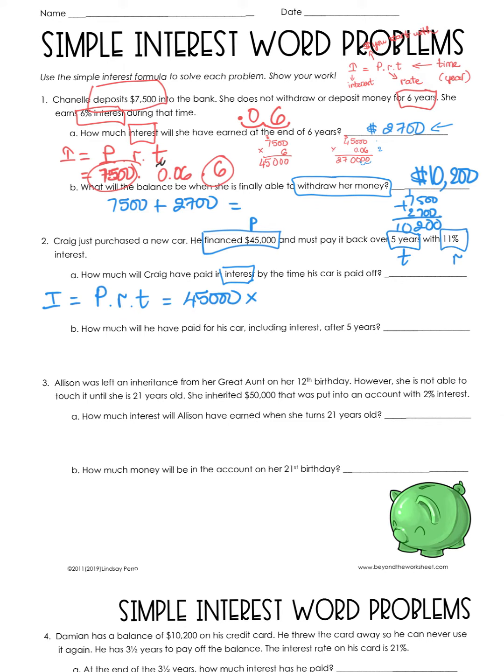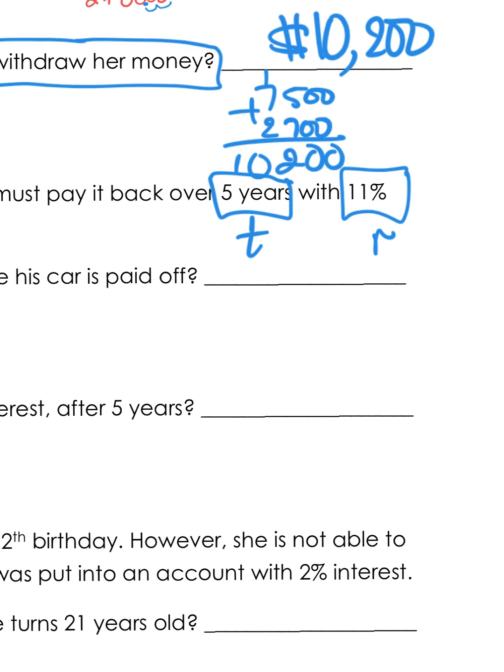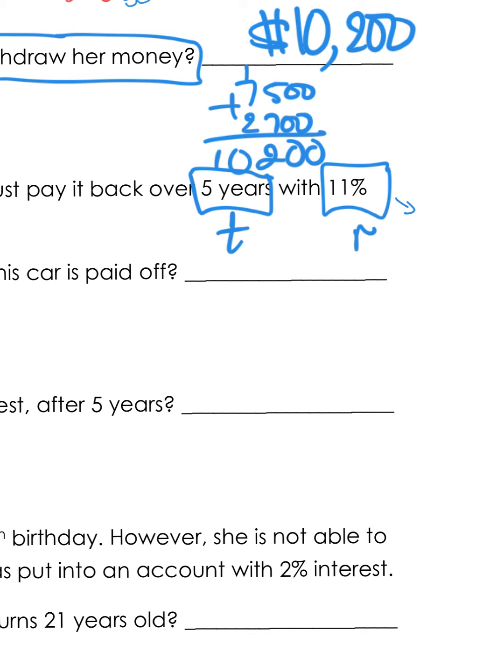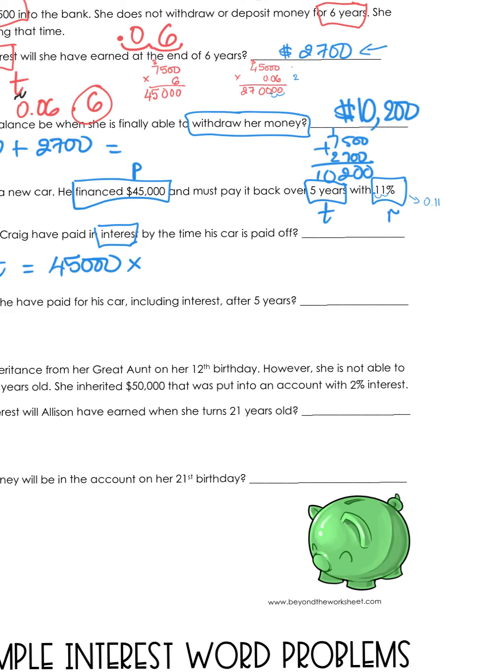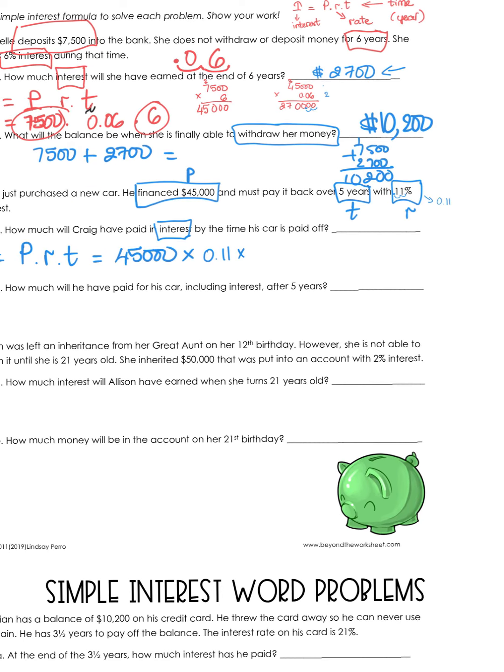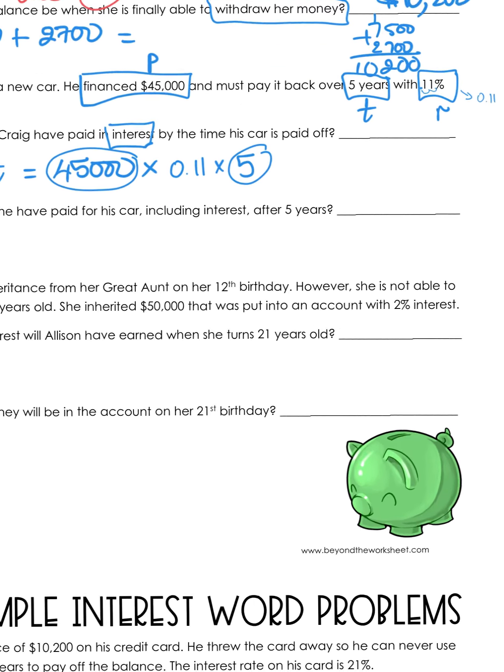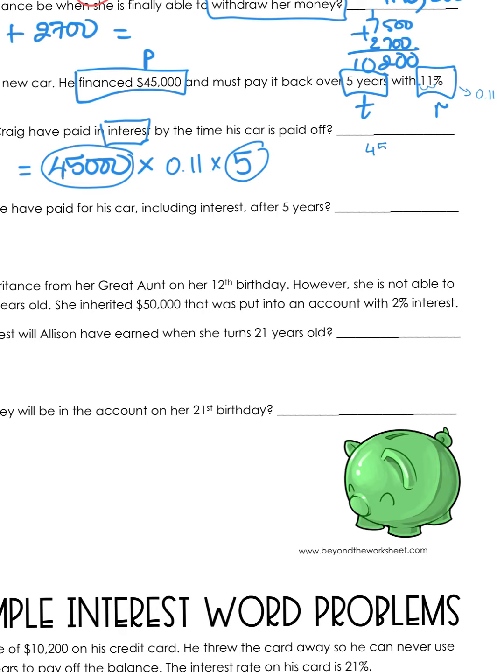R, the rate, is 11%. Now 11% will be, move 2 decimals. Percent means out of 100, so I'm going to move it by 100. So it will become 0.11, or 1100, multiplied with 5 years. Again, I will multiply the whole number first before I multiply with the decimal. So I'm gonna start to multiply them.